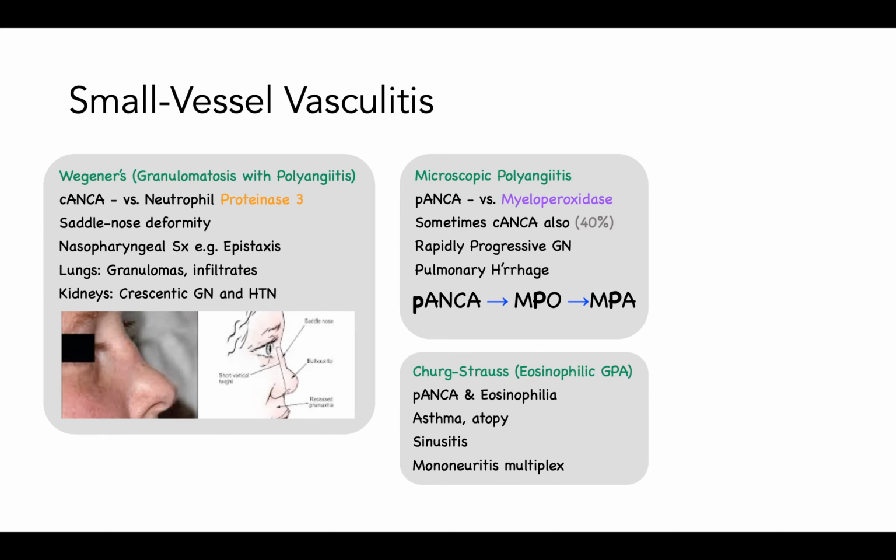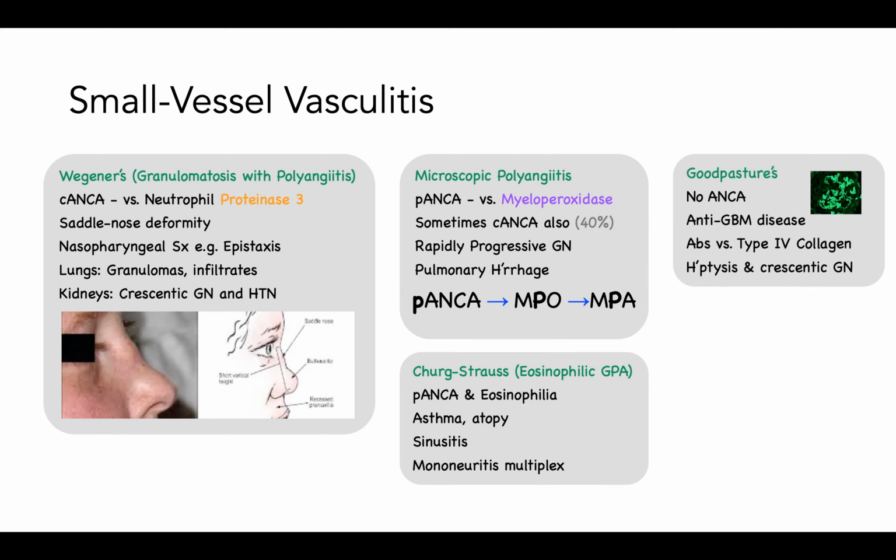And then another P-ANCA condition, Churg-Strauss. Now this is sometimes referred to as eosinophilic GPA, so they think that it's like this one plus eosinophils. That's obviously very confusing and annoying because it's a P-ANCA condition, so really it's like this one but plus eosinophils. You guys all know that eosinophils are the cells that are involved in asthma and allergy, and so these patients are often atopic. They present with things like hay fever and allergies, sinusitis, and also sometimes mononeuritis multiplex. So that column there is the P-ANCA conditions.